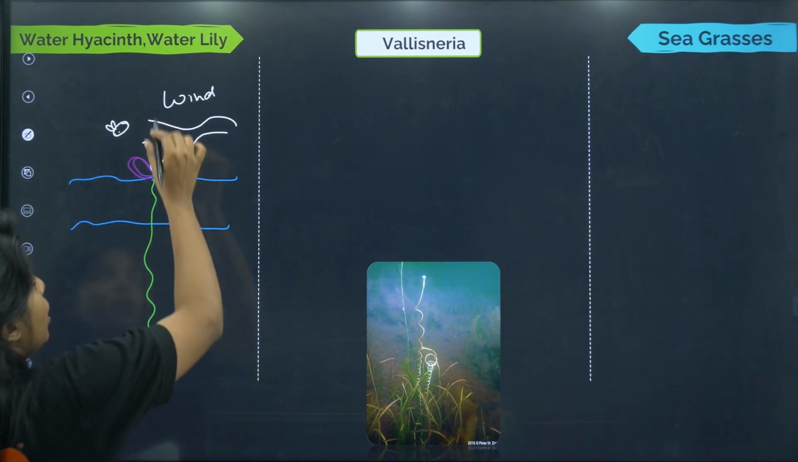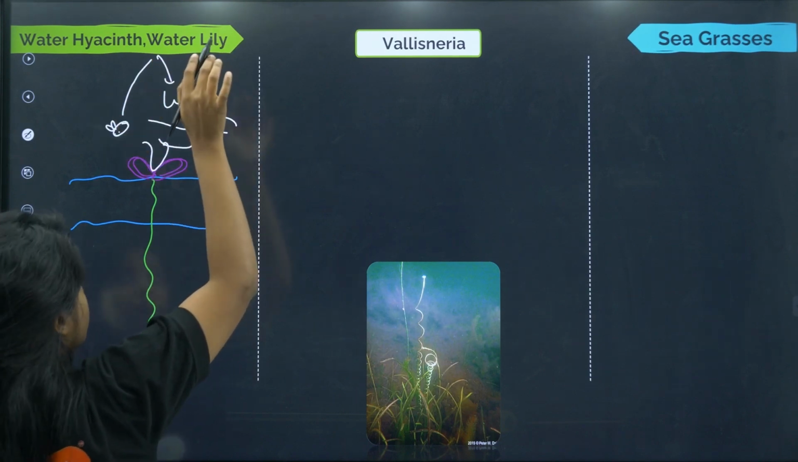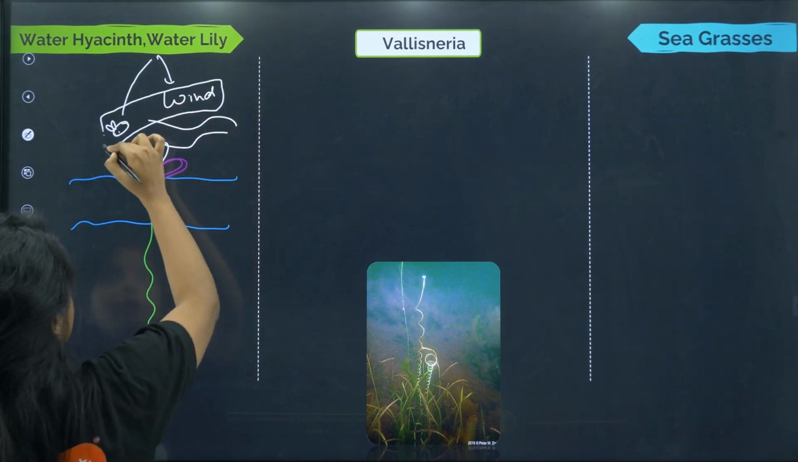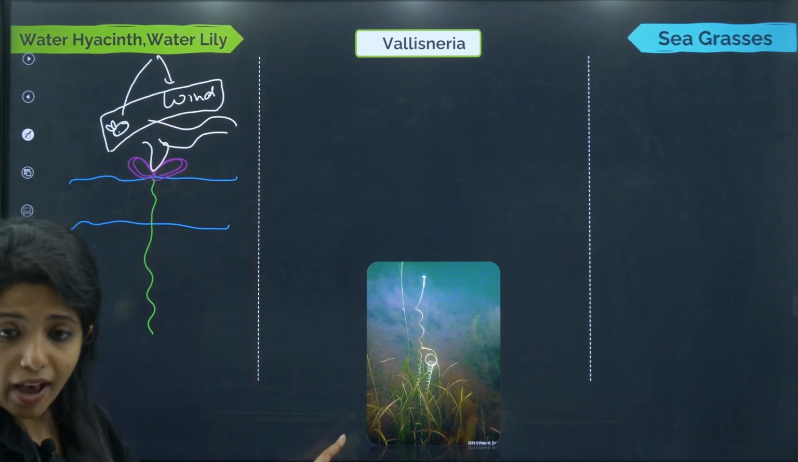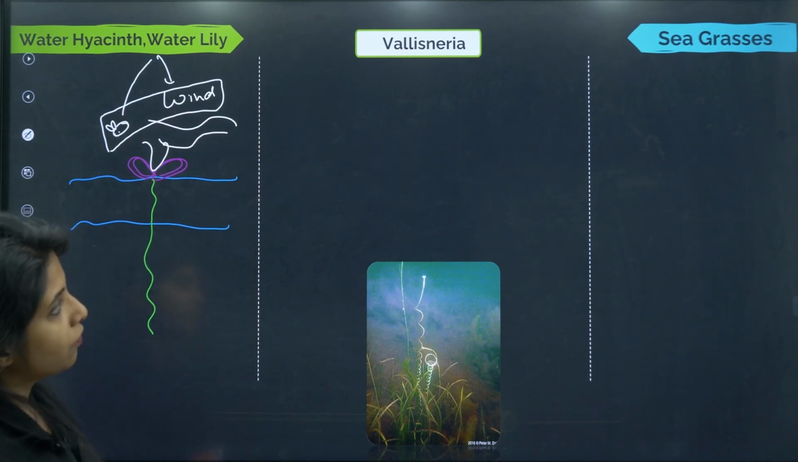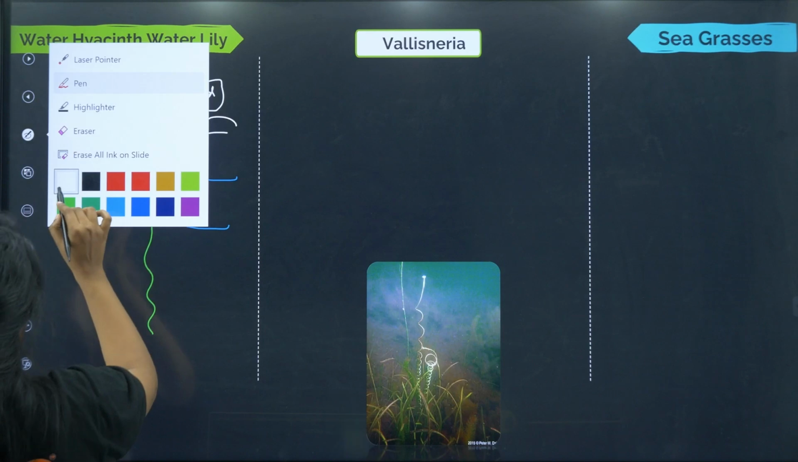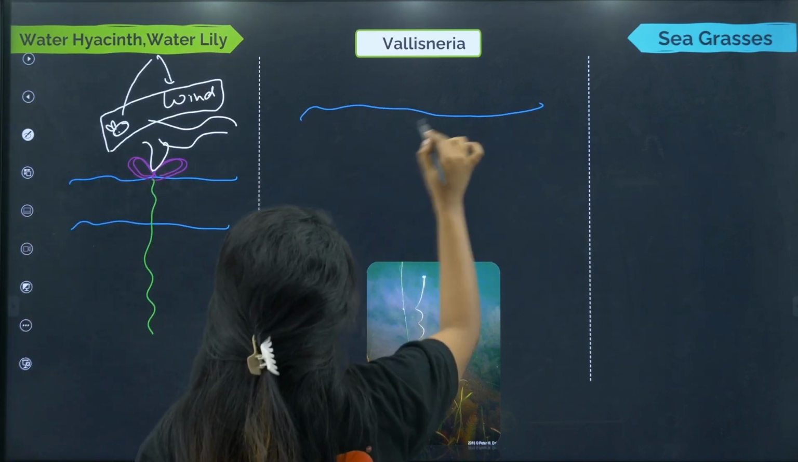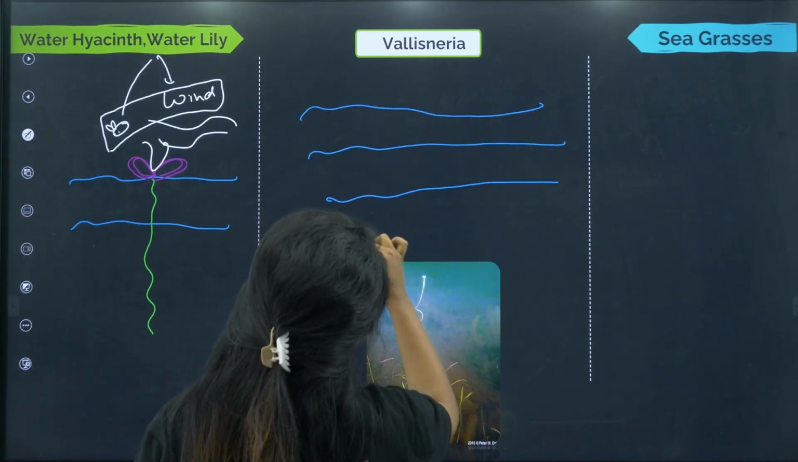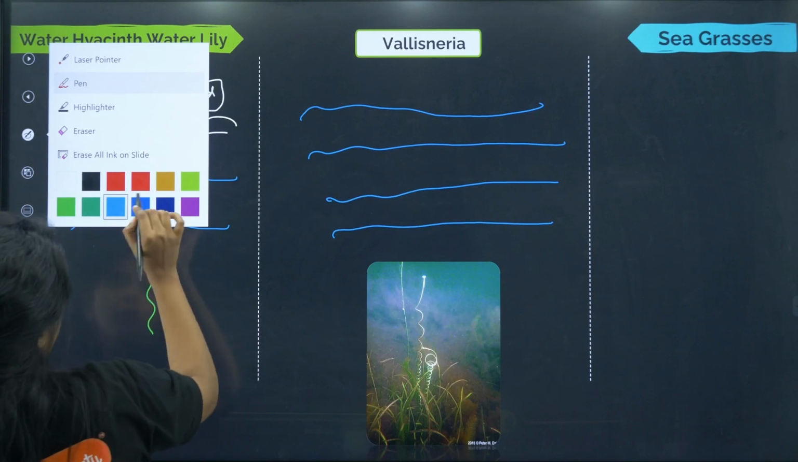So please remember, water hyacinth and water lily, both of them are in water, but they are relying on insect and wind for pollination. Talking about Vallisneria, it is basically another plant which lives in water, and I'll tell you their story. They do water pollination, don't worry.